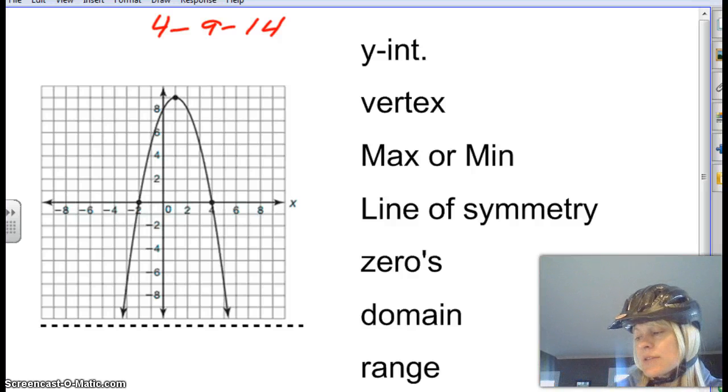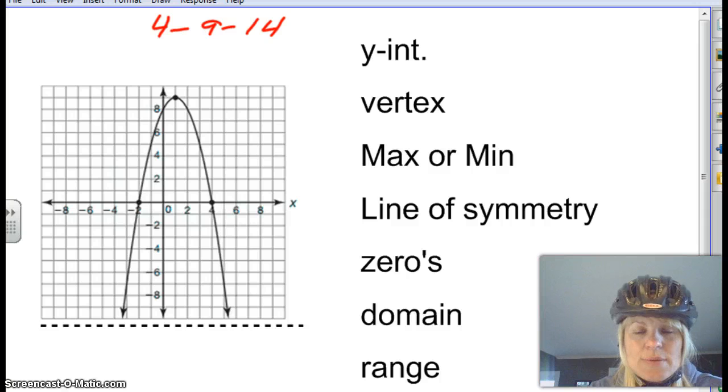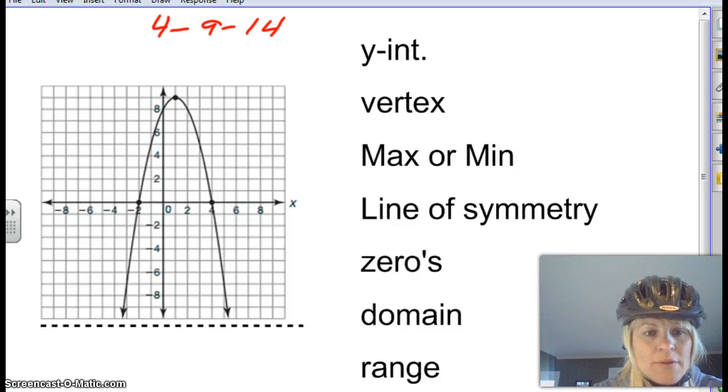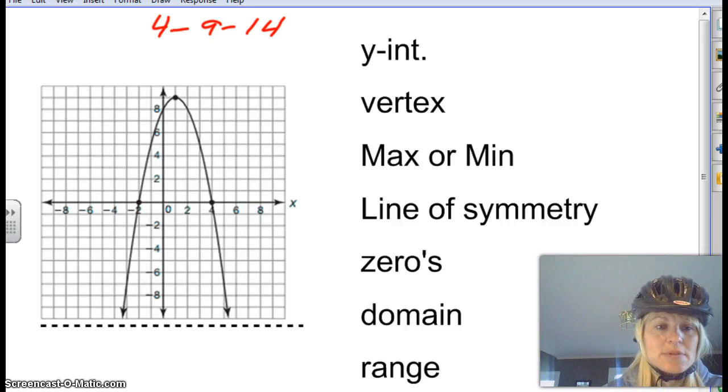Okay, so today is the 9th of April, 2014. And just like with the exponential functions, with our quadratic functions, we have to be able to label certain parts about them. And we're going to have a quiz on this next week. So I've listed several things we need to be able to determine when we're looking at a parabola. Okay, the first thing, and one of the easier things, is the y-intercept. So if we go over here, it intersects the y at the 8.